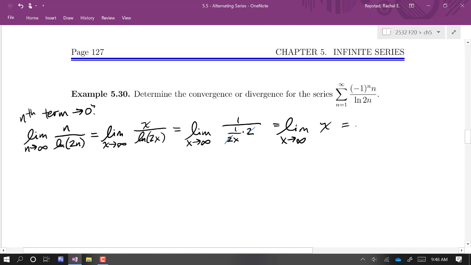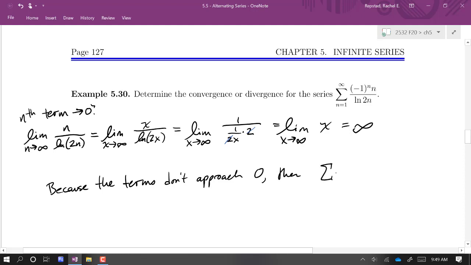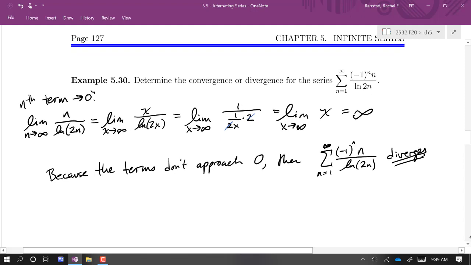And that is, I think, pretty clearly infinite, right? As x blows up, x blows up. So the terms don't approach 0. Not only don't they approach 0, the terms themselves blow up, which means that this series diverges. All right, and we've shown the nth term doesn't approach 0, right? So there's no need to check to see if it's monotone. We know what happens with this series.